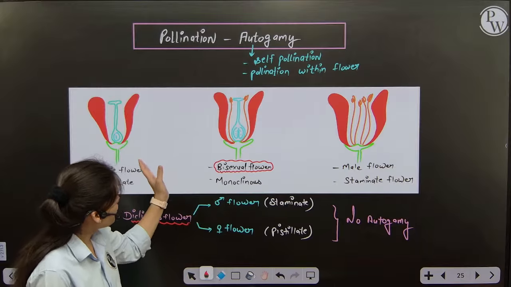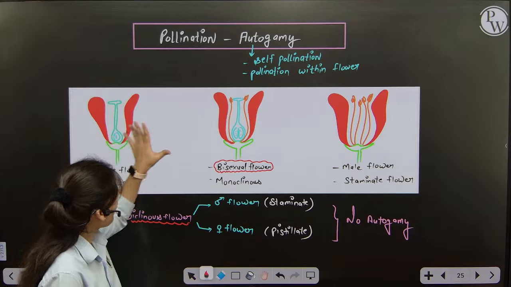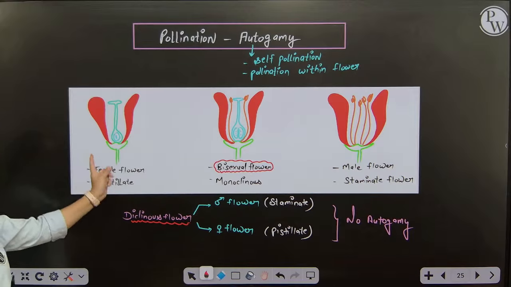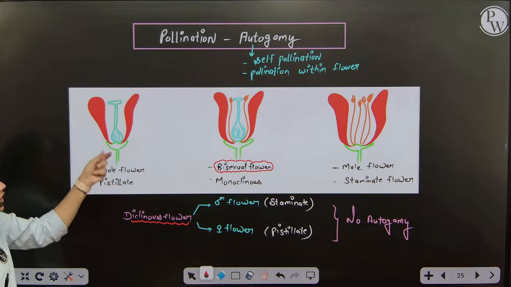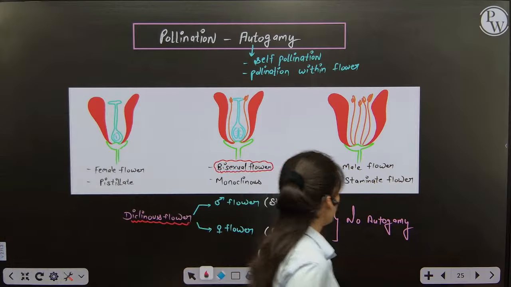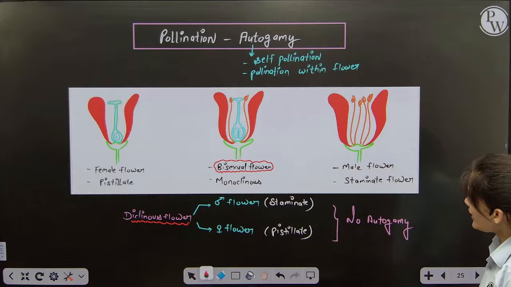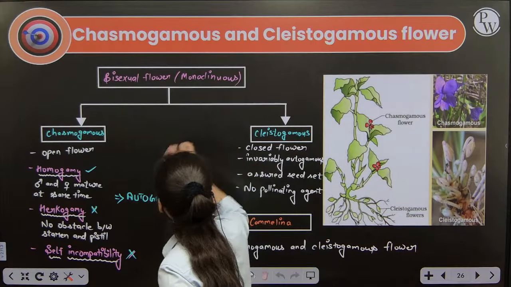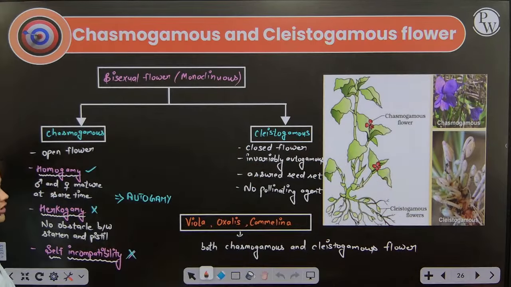Is autogamy possible in pistillate or staminate flowers? No. Why? Because autogamy is about the same flower only, and if only one part is present, then how does it take place? Then what about monoclinous ones? In case of monoclinous, there are two chances.